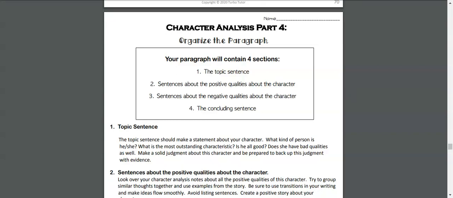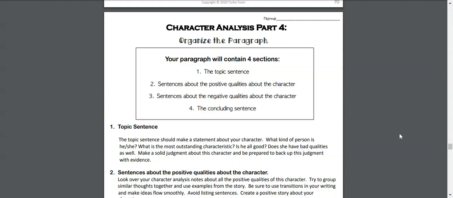So now we're going to talk about how to organize the paragraph. You have your topic sentence, and we're going to include 4 sections in your paragraph. 1, which you should already have done, the topic sentence. 2, sentences about the positive qualities about the character, 3, sentences about the negative qualities about the character, and then your concluding sentence. So the work should be done by the time we get to this stage of writing the paragraph.